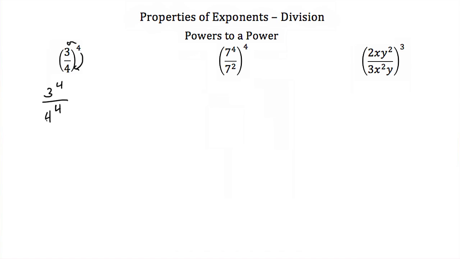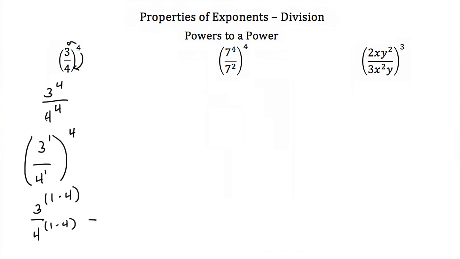Well, think of this as 3 to the 1 over 4 to the 1, all raised to the 4th power. When you take a power of a power, you always multiply the exponents together. So this is the same as saying 3 to the 1 times 4 over 4 to the 1 times 4, which would get us the same answer, 3 to the 4th over 4 to the 4th. So we can follow these same steps to evaluate when we have powers to a power.